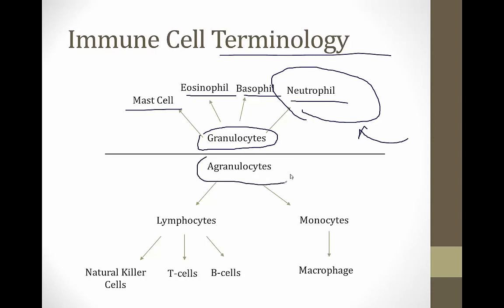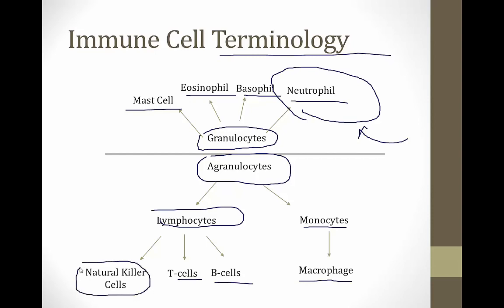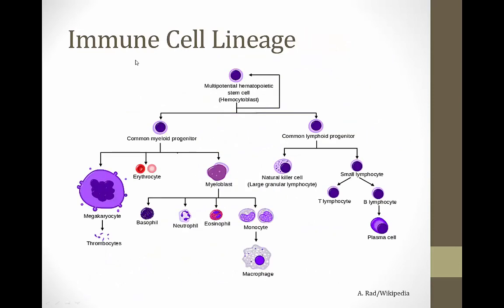Agranulocytes are white blood cells that do not have granules. Those include the monocytes, which form macrophages in the tissues, and then the lymphocytes, which form the B cells and the T cells and the natural killer cells. And just remember, the natural killer cells are very unusual in that they are lymphocytes, but they are members of the innate immune system.